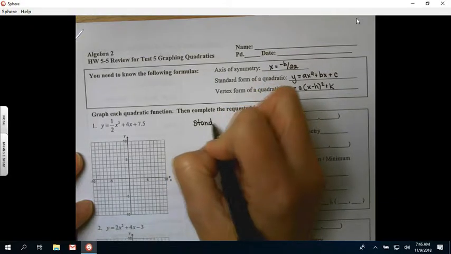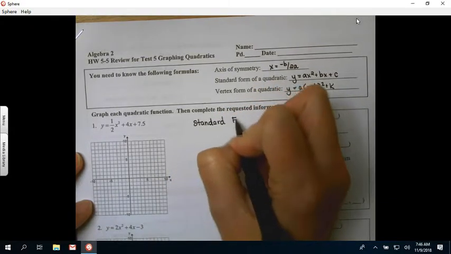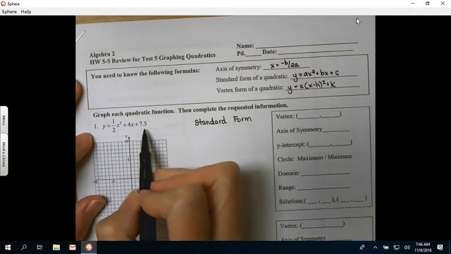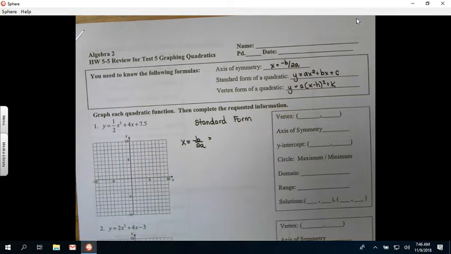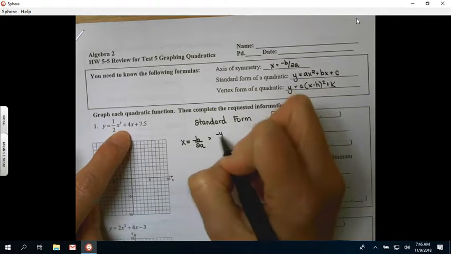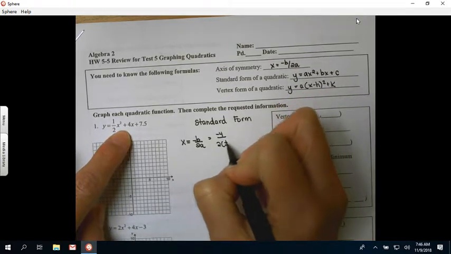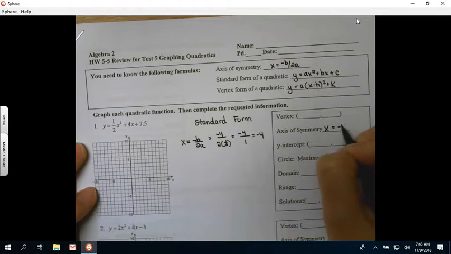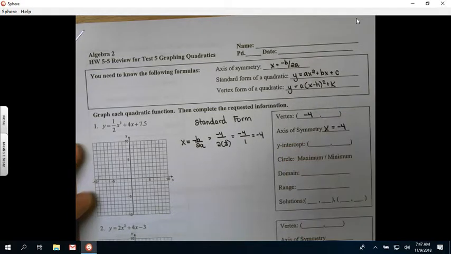So I will work one of these, and then in subsequent videos I'll go ahead and finish them up. I'm just going to do this first one. So I have 1/2 x squared plus 4x plus 7.5. To find the axis of symmetry, or the x-coordinate of the vertex, I'm going to do negative b over 2a. So negative 4 divided by 2 times 1/2, so negative 4 divided by 1. I get negative 4. That is my axis of symmetry and the x-coordinate of my vertex.